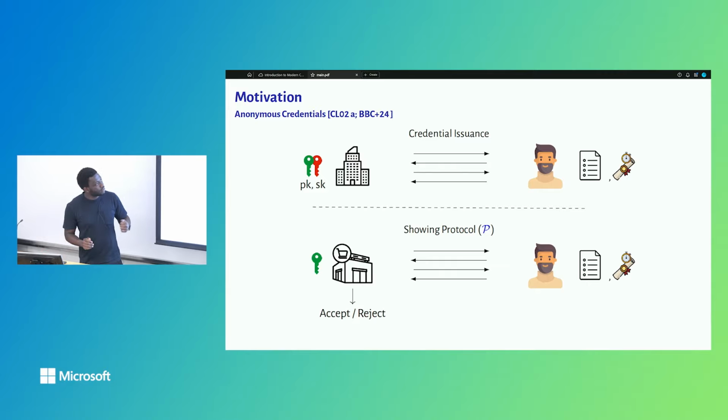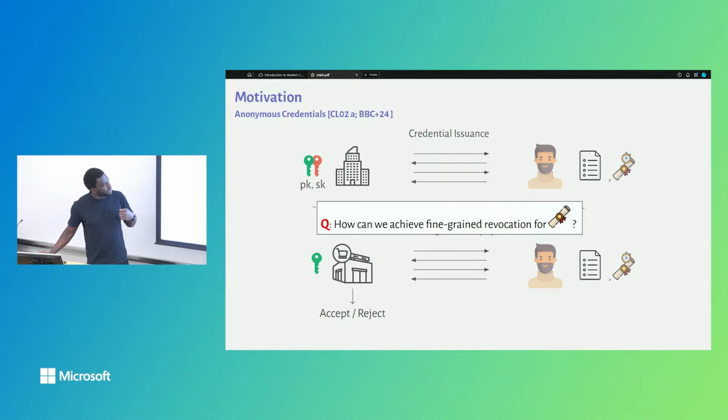One quick fix here could be that we can include an expiration date on Bob's credentials, saying that, after December 2025, Bob's credentials should no more be accepted, right? But this is not really nice, because if he commits DUI in November, then we have to wait till December in order for his credential to no more be valid. So now what we are interested in is how can we achieve this notion of fine-grained revocation for Bob's credential.